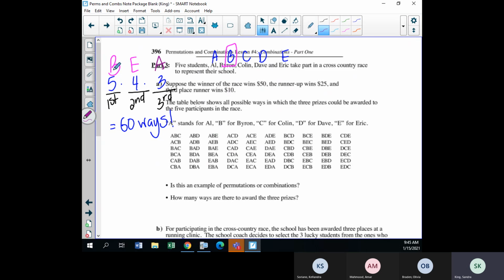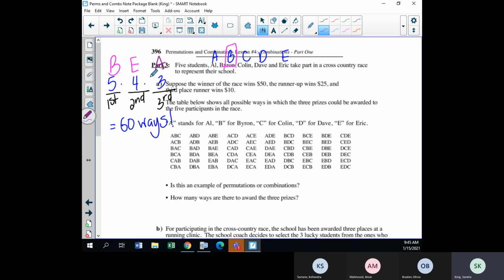It matters who gets first, because if I say, okay, you guys, these are the 3 that won, B, E, and A. Can I write it as A, E, B? No, because then all of a sudden I'm saying Al got first, right? So the order matters. This would be an example of order matters.